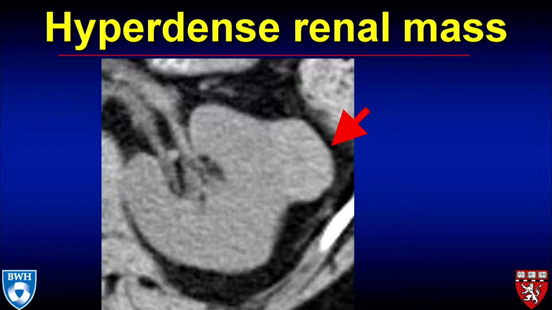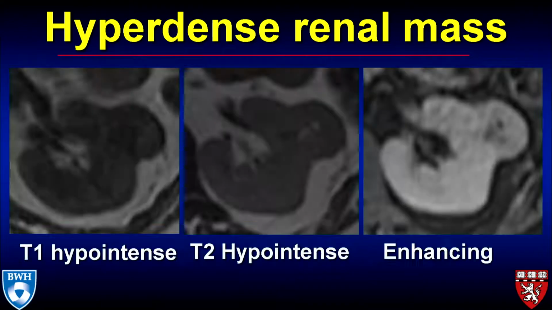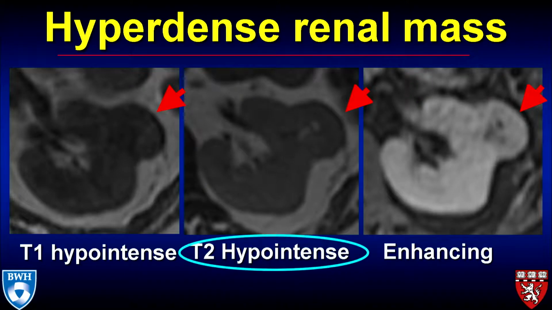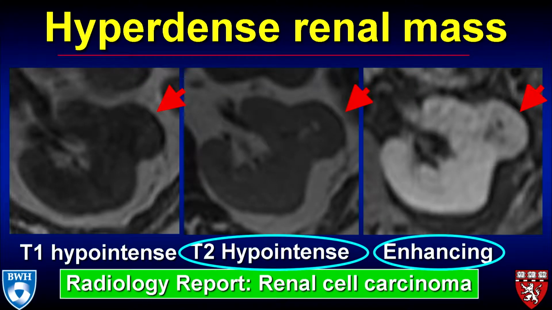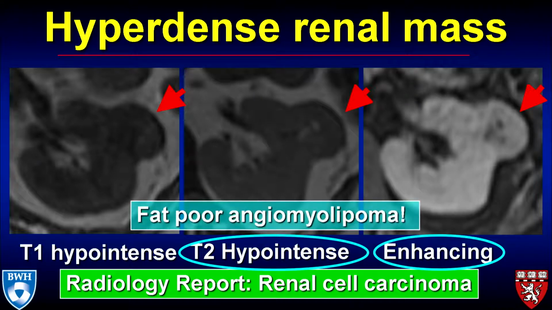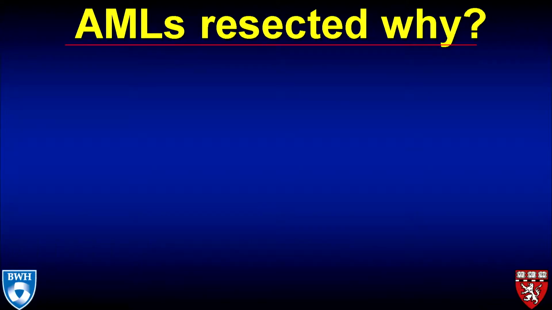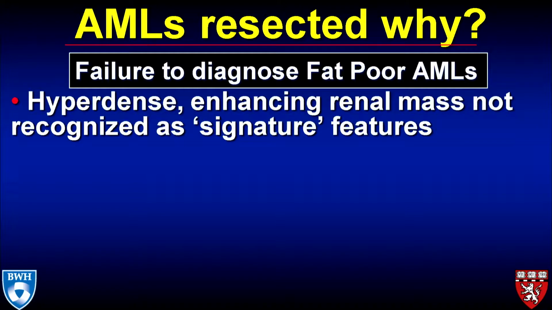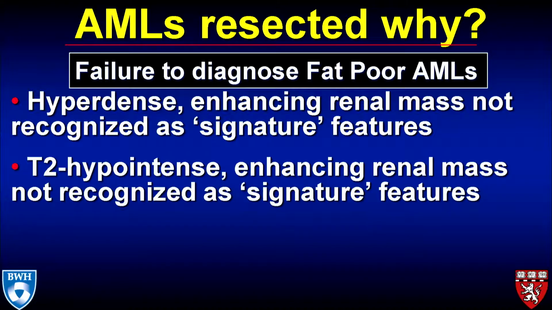And then there's this animal, okay, this hyperdense mass, and on MRI, it's T2 hypointense and enhancing. So hyperdense, T2 hypointense, enhancing. We said it's a renal cell carcinoma. This is an old case. Out it came, and it was a fat-poor angiomyolipoma. Oops. The patient should not have had a nephrectomy for this. What is this animal? This is a lesion that is hyperdense, enhancing. A light bulb should go off. Think fat-poor AML. Or T2 hypointense and enhancing.